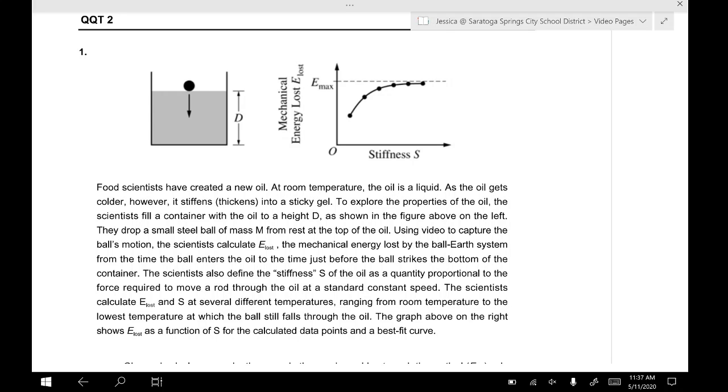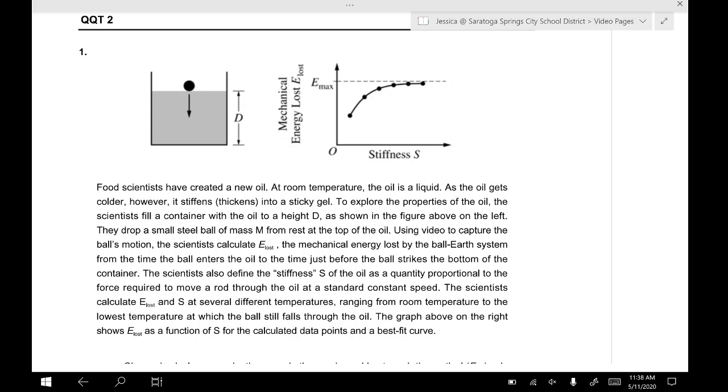So we have food scientists creating a new oil. At room temperature, the oil is a liquid. As the oil gets colder, however, it stiffens or thickens into a sticky gel. To explore the properties of the oil, the scientists fill the container with the oil to a height D, as shown in the figure above. They drop a steel ball of mass M from rest at the top of the oil.